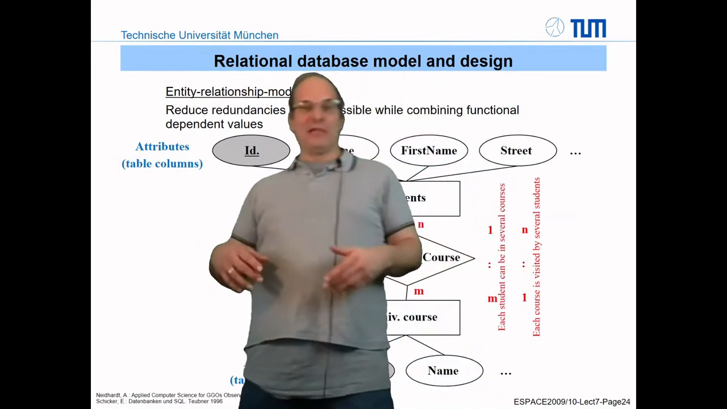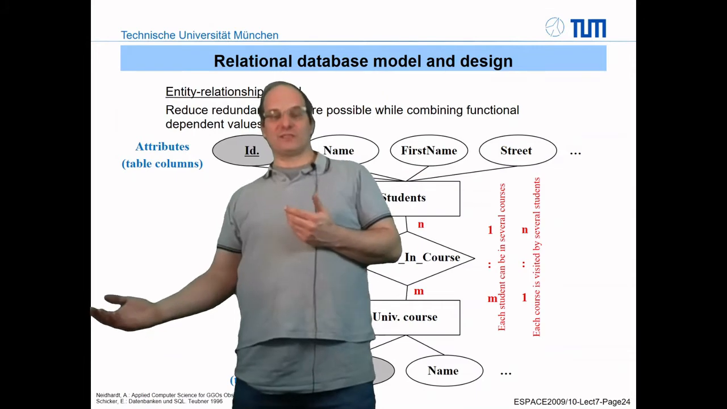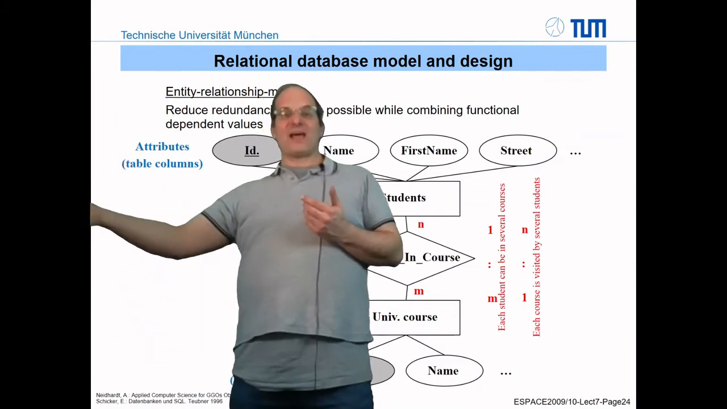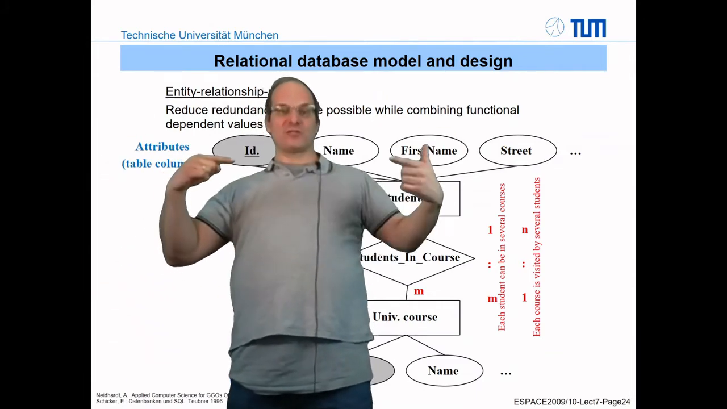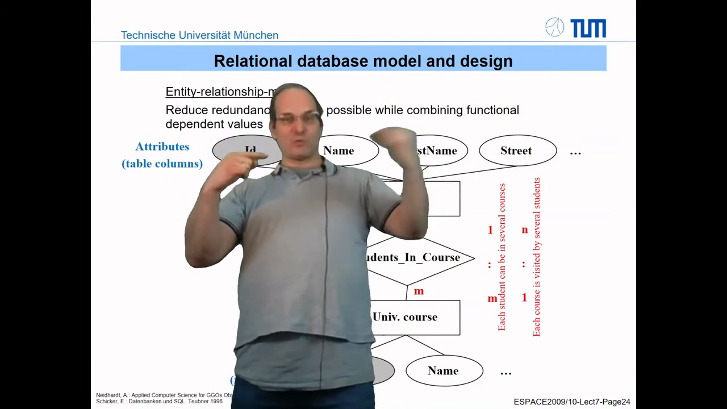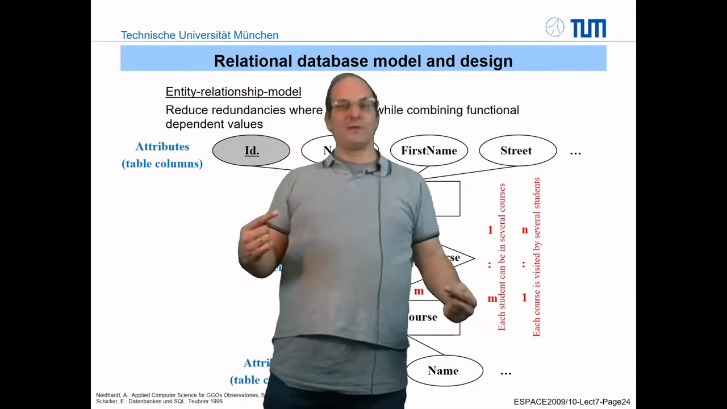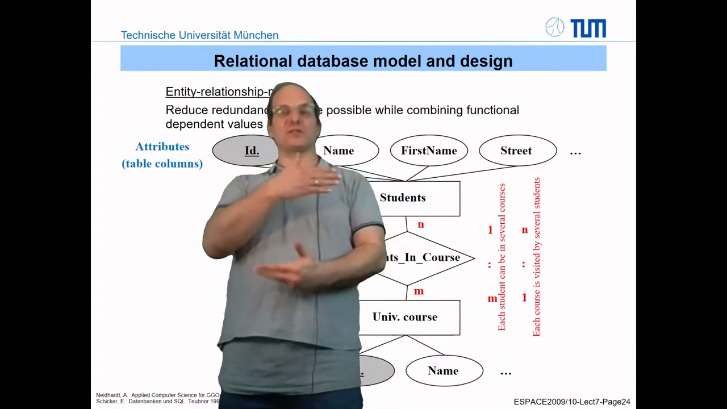So for example, one student can participate in several courses. But on the other hand, one course in combination to the student is just visited here, for example, by this one student. But a course, of course, can have several students available. So you can define how this connection is made.